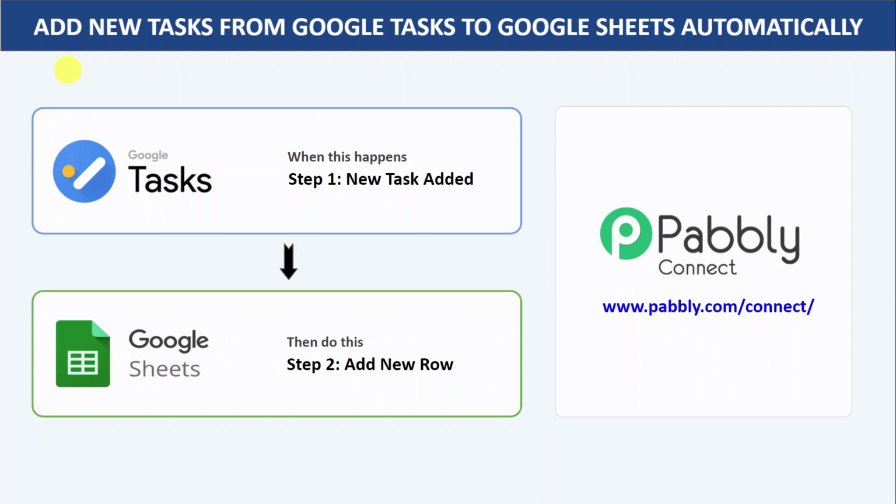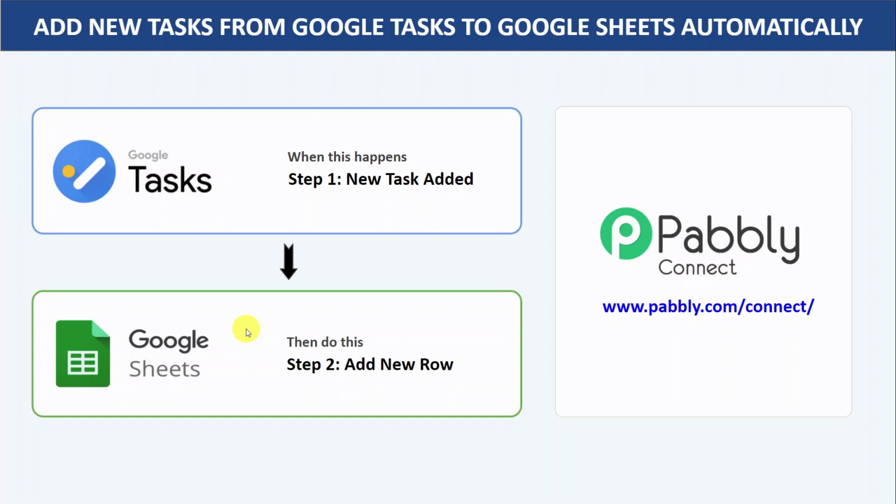Hello everyone. In today's video, we are going to learn how to add new tasks from Google Tasks to Google Sheets automatically. So basically, Google Tasks is a task management software and Google Sheets is a spreadsheet program where we can create and share spreadsheets.